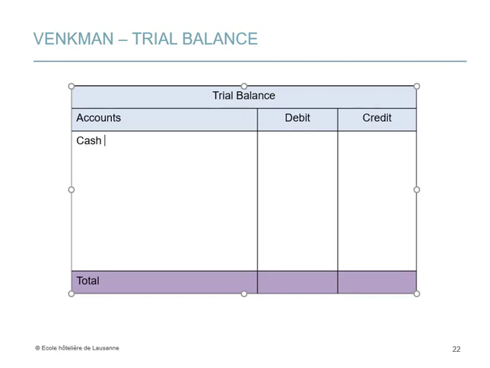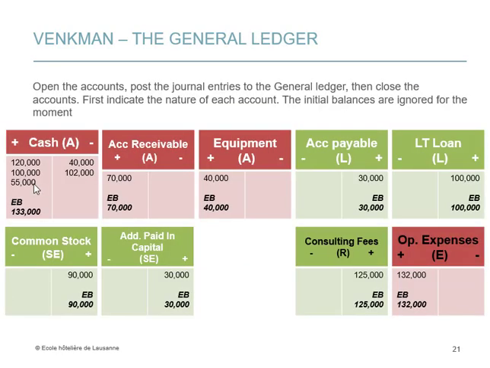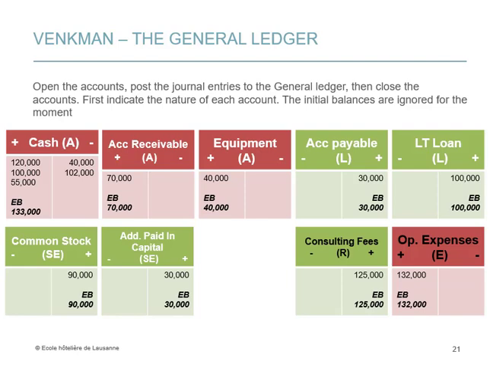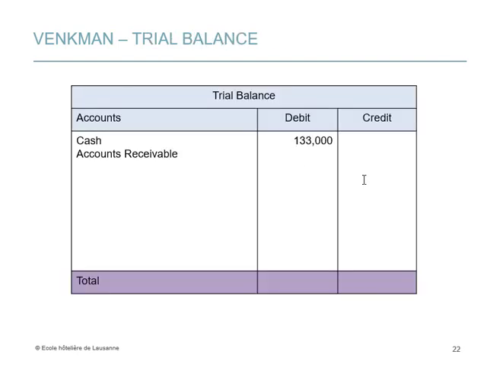So let's start with the first account, cash. How much do we have in cash? We have in cash 133,000, and it's on the debit side. So let's record it. Then the second account we'll be talking about is accounts receivable. What we have in accounts receivable, our ending balance in accounts receivable, is 70,000, and it's also on the debit side.